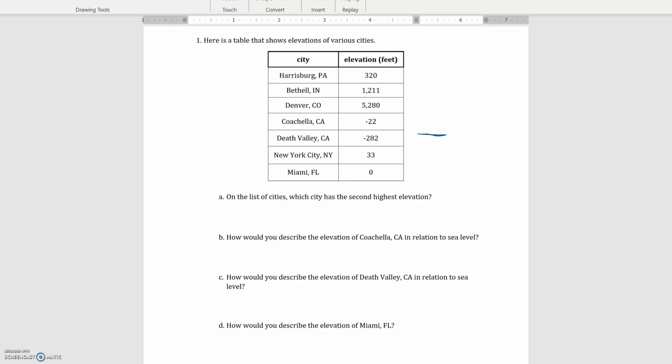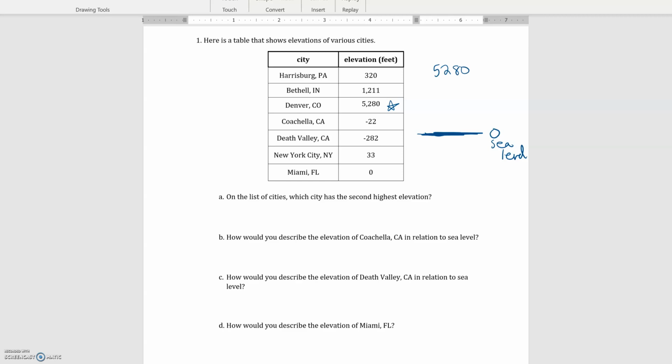I'm going to draw a line next to my table and label it 0, and that's my sea level. And I'm going to list the other heights, elevations, above and below based on the number. I see that Denver is the tallest one at 5,280. So I'm going to write that at the top of my little chart here to rank my elevations.